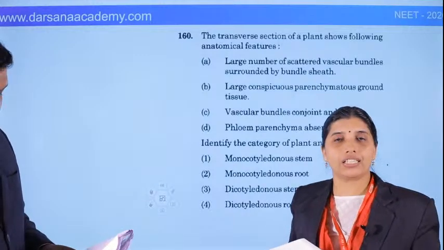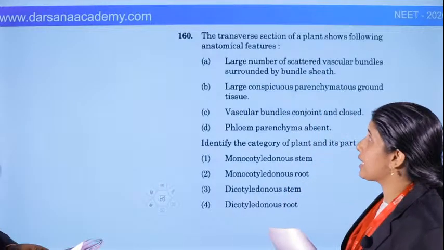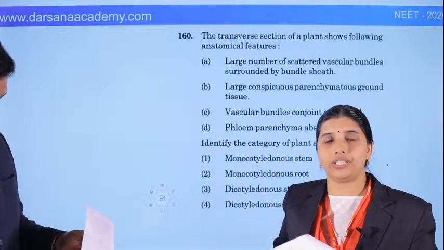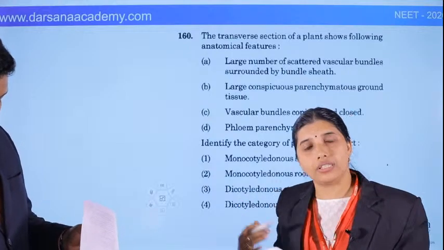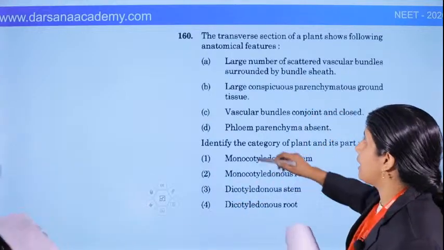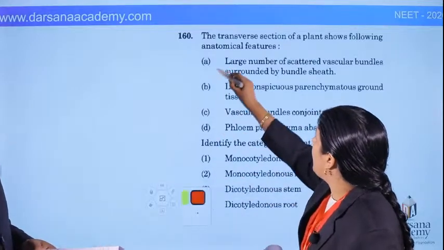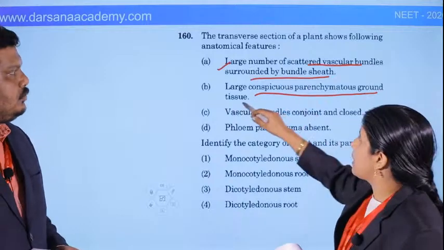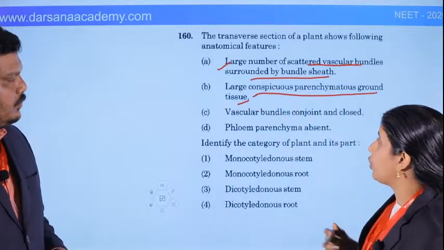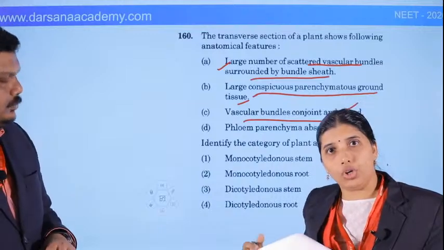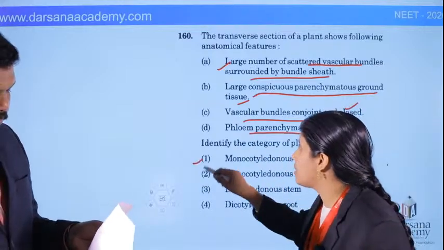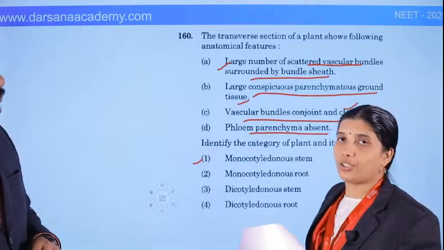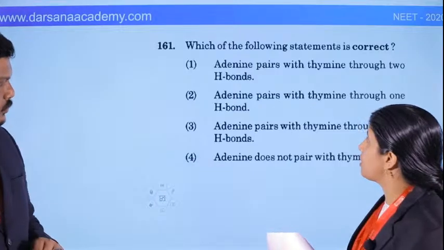Yes, what about the next question that is connected with anatomy of flowering plants? What about 160? The transverse section of a plant shows the following anatomical features. This type of question was there in the entrance, and we also provided this same type of questions, and we know the answer. There is a large number of scattered vascular bundles surrounded by bundle sheath, that is in monocot stem. A large conspicuous parenchymatous ground tissue, that is in monocot stem. Vascular bundles conjoint and closed, that is in monocot stem. Phloem parenchyma absent, that is in monocot stem. Identify the category of plant: it comes under monocotyledonous plant. 1 is the answer for this question number 160.